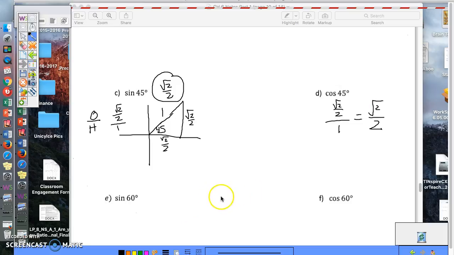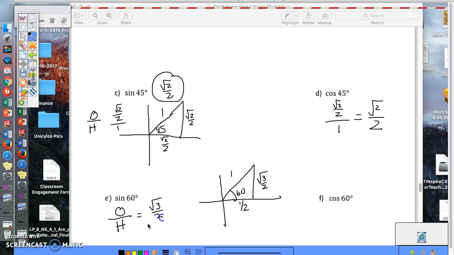And then this last one, we have the sine of 60. So if in this first quadrant we were to draw in 60, with hypotenuse 1, we know opposite 60 was root 3 over 2, and adjacent was 1/2. So sine, O over H, we have root 3 over 2 over 1, so we have root 3 over 2. And cosine, adjacent, 1/2 over 1, which is 1/2.